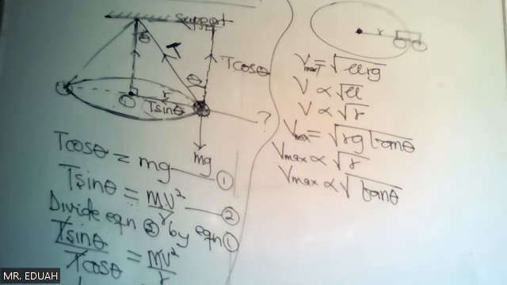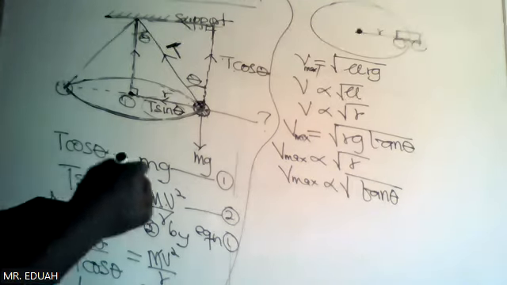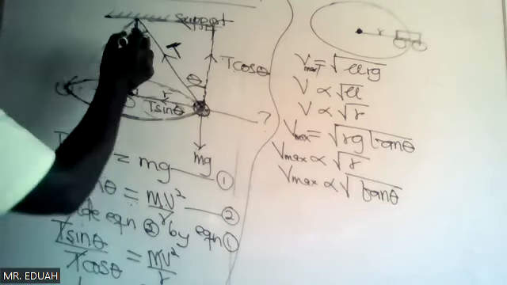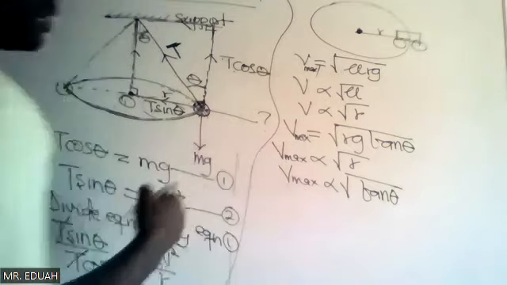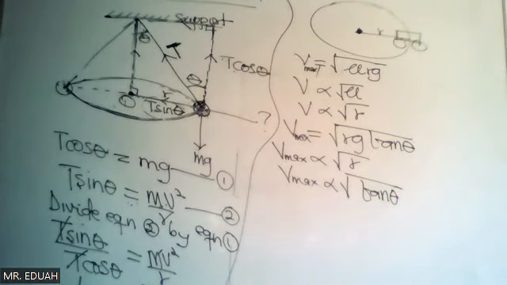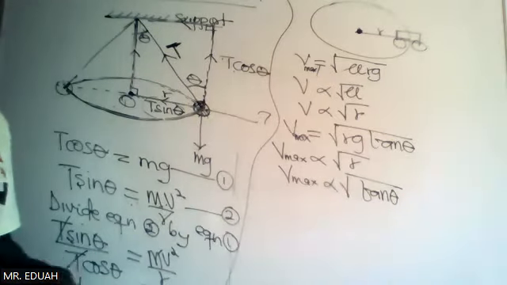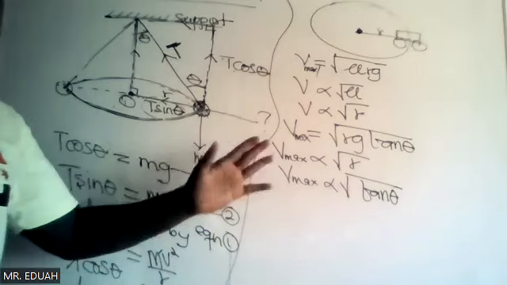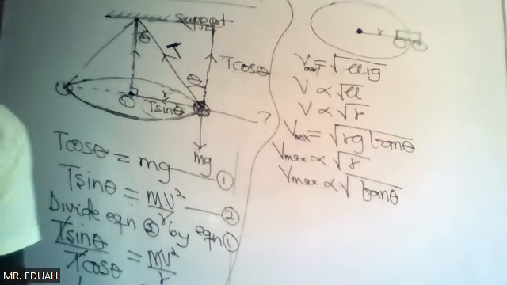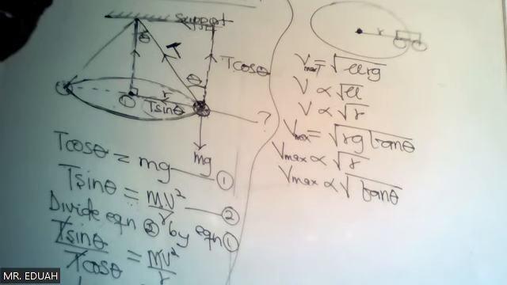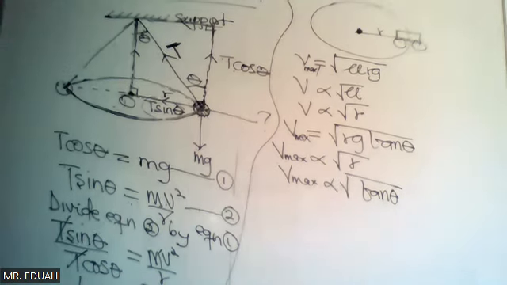Another factor is the angle. The maximum speed also depends on the angle theta. So when the angle changes, it also changes the maximum speed. As for gravity, it is constant on the surface of the earth. So long as its g value is the same on the surface of the earth, we won't use that as a factor which affects v. That is what I'm saying. Are you okay?